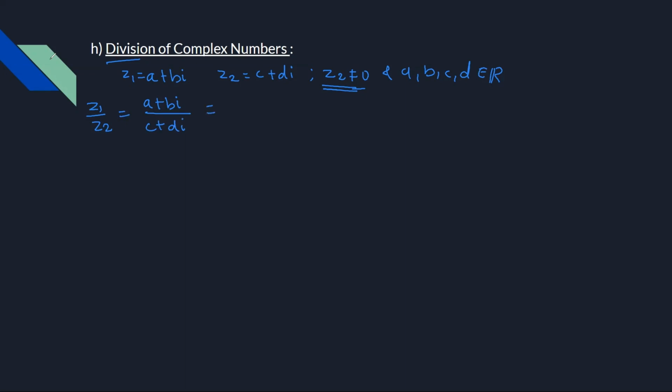So when we divide this, we know that we multiply numerator and denominator by the conjugate of the denominator. So how will I write this? a plus bi upon c plus di into, I will multiply it by the conjugate of the denominator. Conjugate of this is c minus di. Now we'll solve this. I will multiply numerator by numerator, a plus bi and c minus di. Similarly for the denominator.